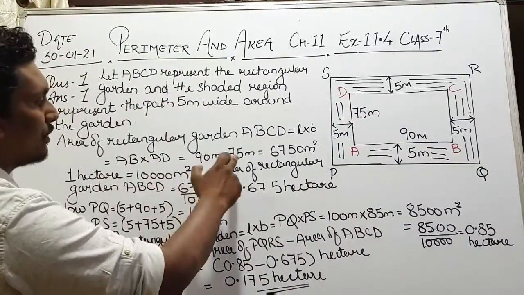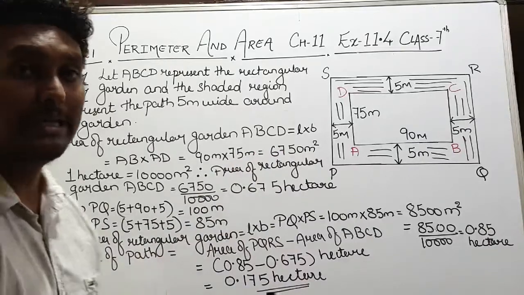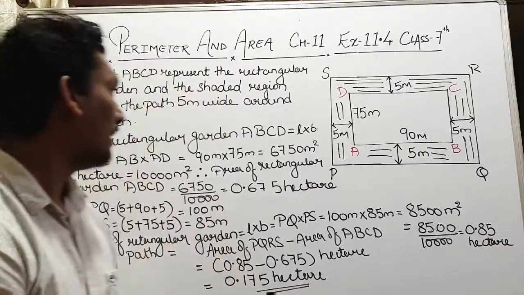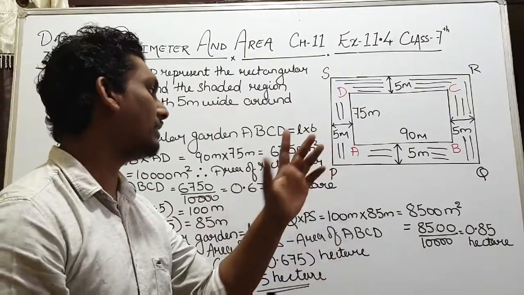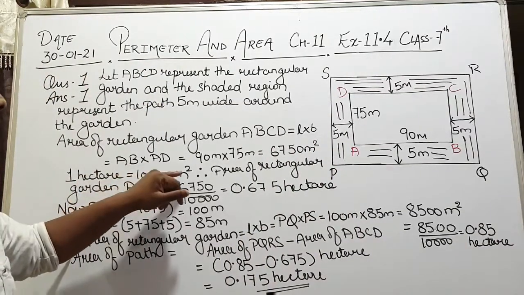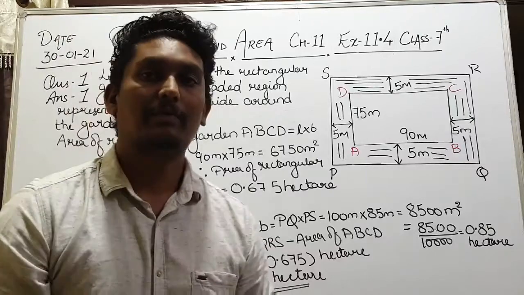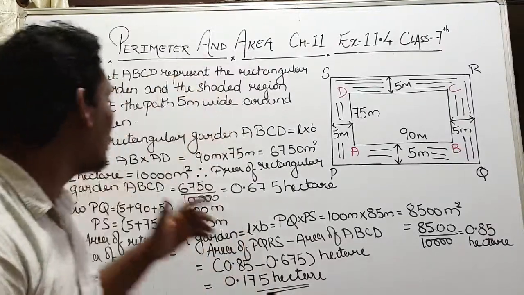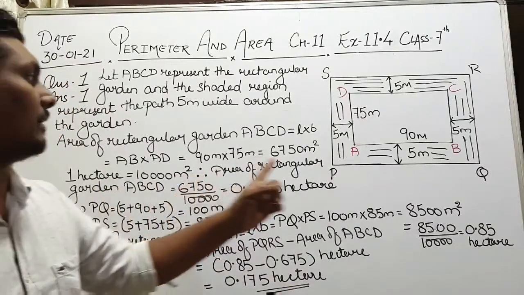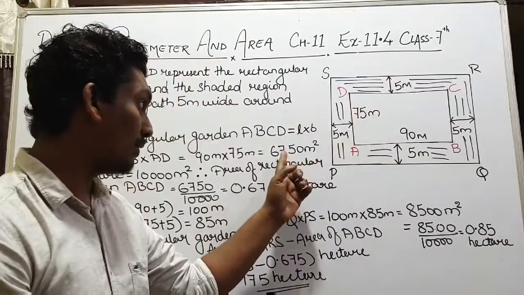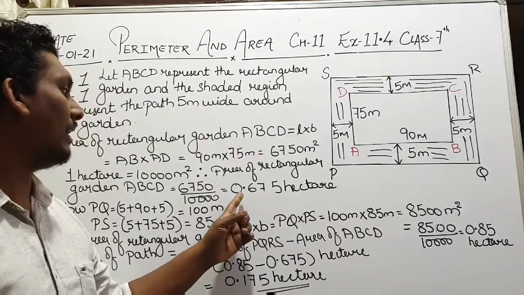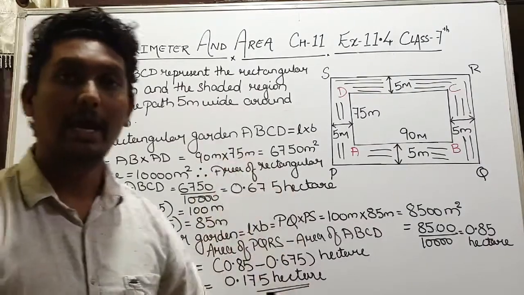AB into AD, 90 into 75, we get 6,750 meters square. Since we are finding the area, the unit should be in square units. Since meter is the unit, so meter square. So 1 hectare is equal to 10,000 meters square. In the question it is given that we have to find the answer in hectares. So 1 hectare is 10,000 meters square. So the area of the rectangular garden ABCD, this unit we have to convert into hectares. So just divide by 10,000. So we will get the value 0.675 hectare.